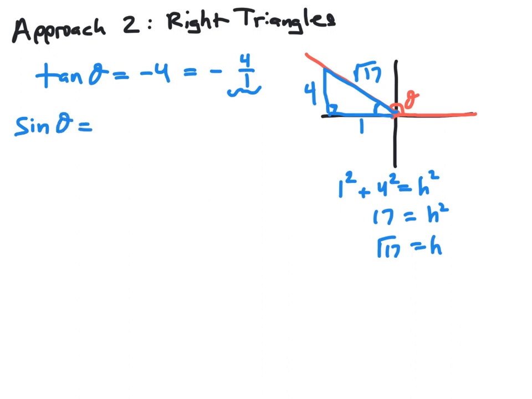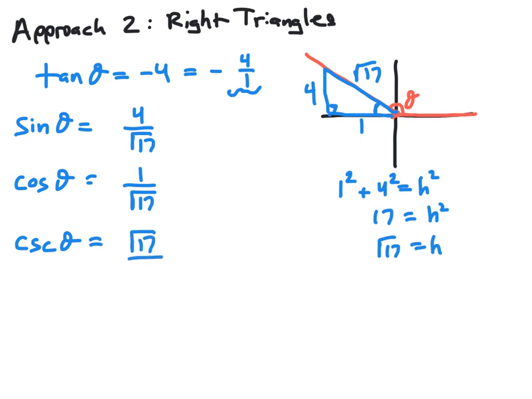We know that sine of theta is the opposite side divided by the hypotenuse, so 4 over square root 17. We know that cosine theta will be the adjacent side over the hypotenuse, so 1 over square root 17. We already know the tangent was -4, so we'll skip that one. The cosecant of theta is the hypotenuse over the opposite, so square root of 17 over 4. The secant of theta is the hypotenuse over the adjacent, which is square root of 17 over 1. And last but not least, the cotangent of theta will be the adjacent over the opposite, which is 1/4.